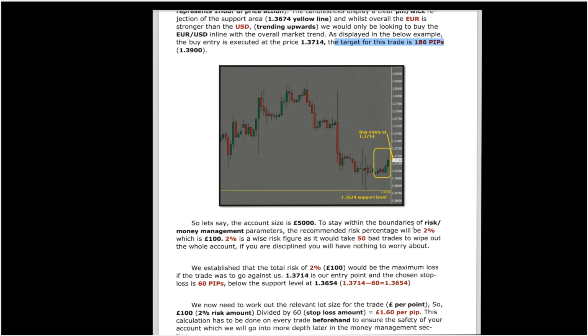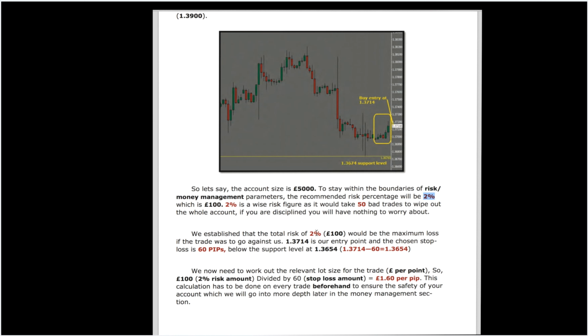To stay within our boundaries of risk money management, it's recommended that we only want to be risking 2%, which is £100. Obviously, 3% will be 150, 1% will be £50. 2% is a wise figure, as it will take 50 bad trades to wipe out the whole account. Now, if you stuck with the risk parameters and the money management parameters right here, and even if you flipped a coin, I don't think you will get 50 bad trades in a row unless you're extremely, extremely unlucky. Now, we've established the total risk, which is £100.